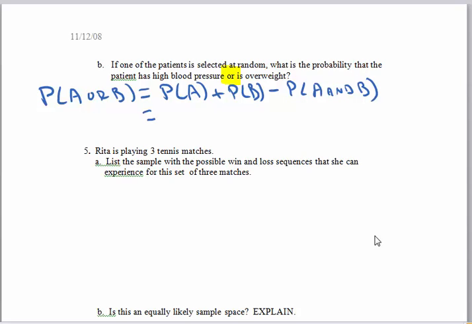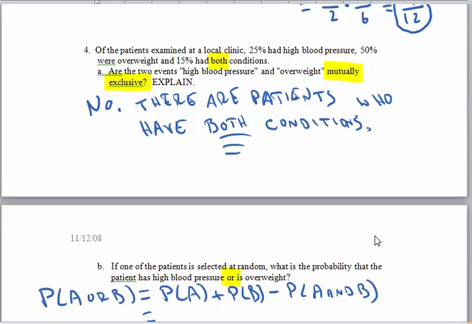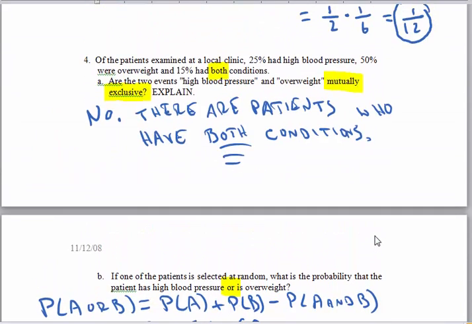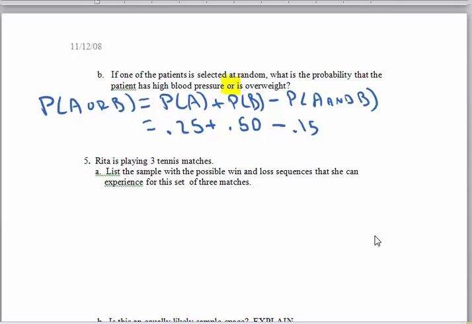So in this case, think of A as the high blood pressure and B as the overweight, right? So it said 25% had high blood pressure and 50% were overweight. So the probability of high blood pressure was 0.25. The probability of being overweight was 0.50. And then I'm subtracting the probability that they had both conditions, which was 15%, which was 0.15. So I would add these up. I'd have 75% minus 15%, which is going to be 0.60. Right? Or 60%. So the probability that they have high blood pressure or are overweight is 60%.